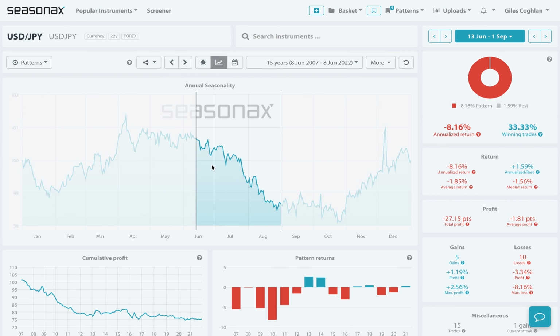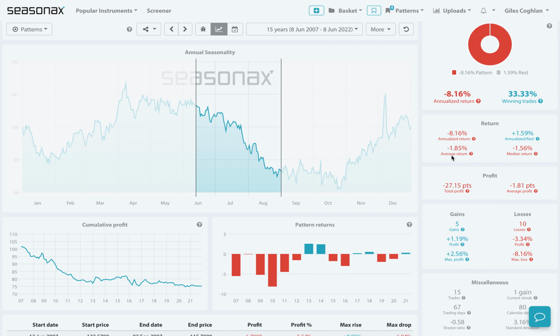It's interesting to note as well that the US dollar Japanese yen now has a strong period of seasonal weakness ahead. Over the last 15 years, the dollar yen has fallen 10 times between June the 13th and September the 1st, with an average fall of minus 1.85%, and the largest fall in 2010 of minus 8.16%.